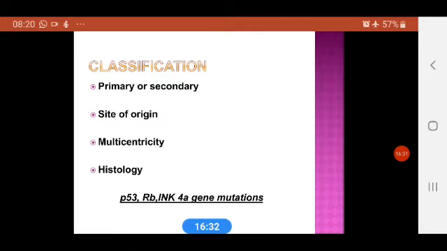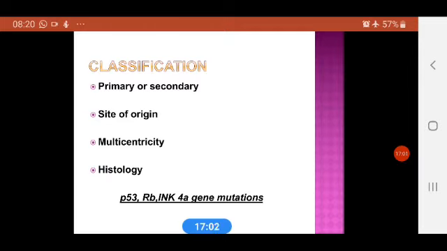Next comes the classification. It has been classified as primary or secondary. I've already emphasized that primary is the one which comes per se without any predisposing factor, whereas secondary is the one which we see in elderly people. The site of origin I've already told you. Then multicentricity: there are tendencies that osteosarcoma can be multiple. And on the basis of histology, I will come to that point later.